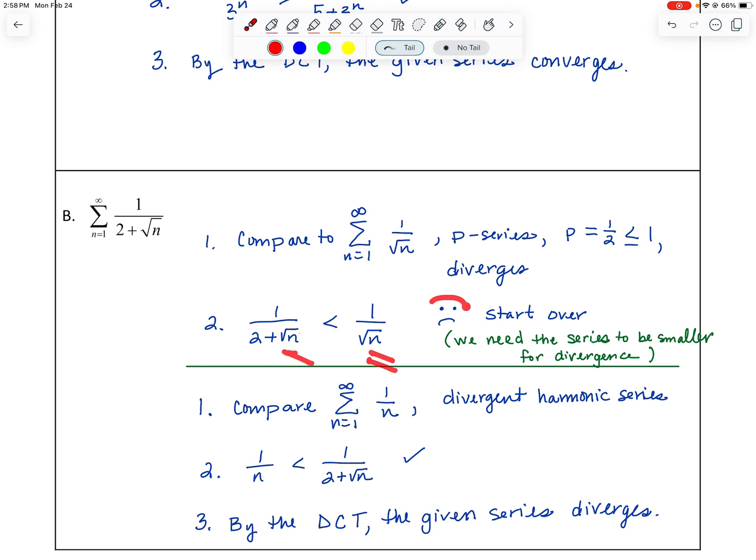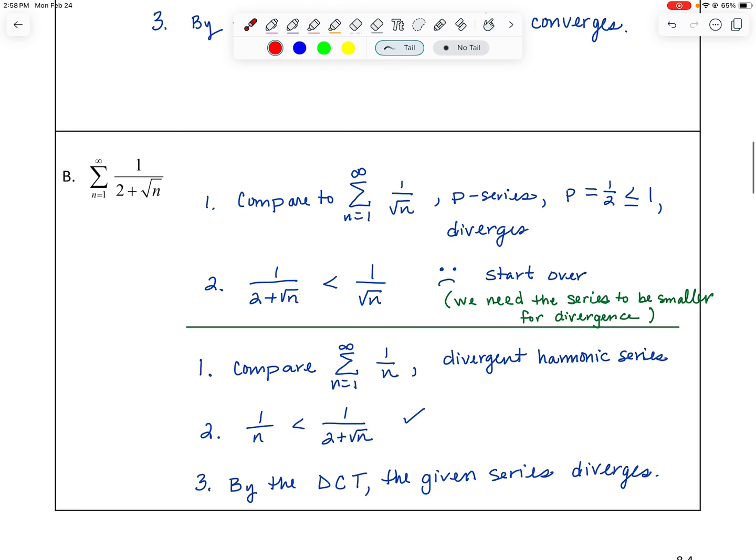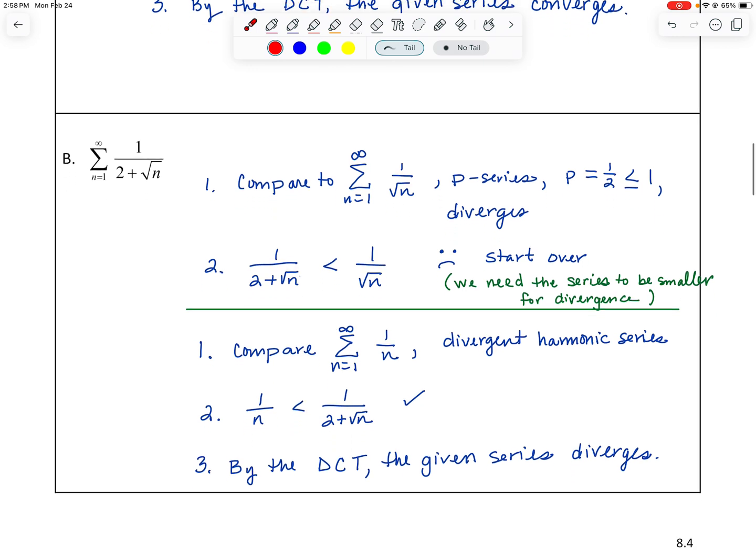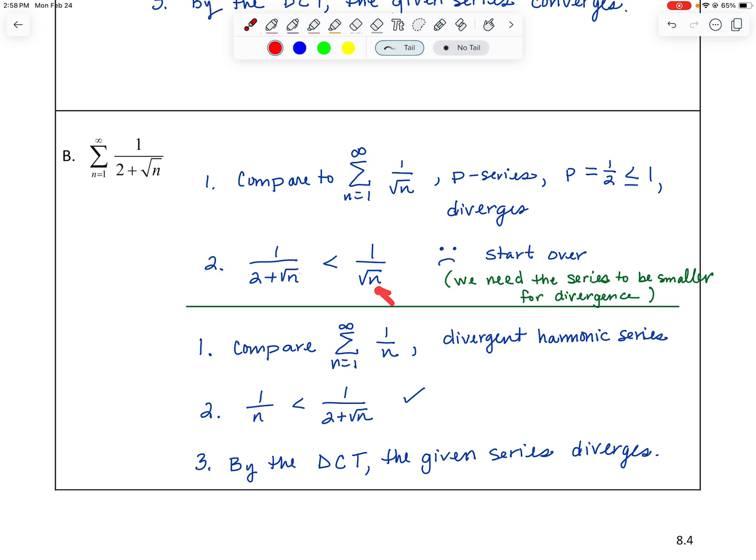So we need to start over. We picked a wrong series to compare it to. We need it to be smaller, and it's not. Again, you can just pick a number and plug it in real quick.